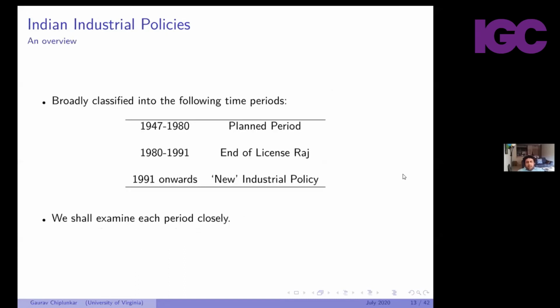Okay, so then jumping into some of the industrial policies that we have had over the last 70 years. The way I've divided this is essentially three very natural breaks in terms of industrial policy: the planned period, then 1980 to 91, when they were delicensing India, and then 91 onwards, which we popularly refer to as the new industrial policy.